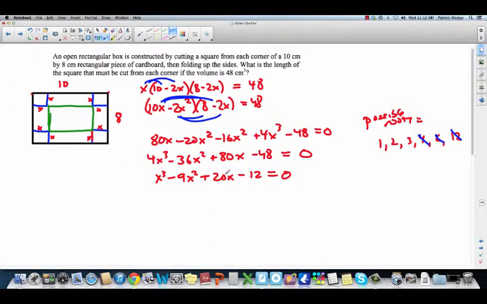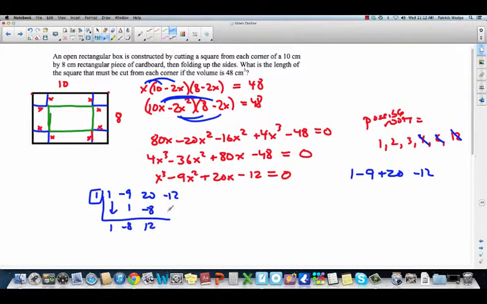Let's try 1. 1 cubed is 1, minus 9 times 1 squared, plus 20, minus 12. That's 0. Yay, it worked. First try. Awesome. So we've got 1, which works. And then we have 1, negative 9, 20, negative 12. Bring down the 1. 1 times 1 is 1. Negative 8, 12, 12, and 0. It worked because we got the 0.